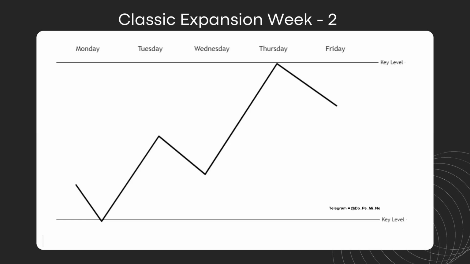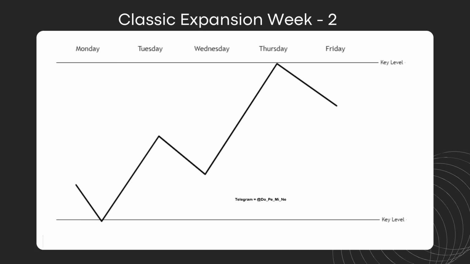Moving on, here is the second type of weekly profile, the one that we discussed before, the classic expansion weekly profile. Now this one is also a classic expansion weekly profile, but in this case, instead of Tuesday being the high or low of the week, Monday tests a higher time frame key level, and Monday starts the week with testing the key level straight away.